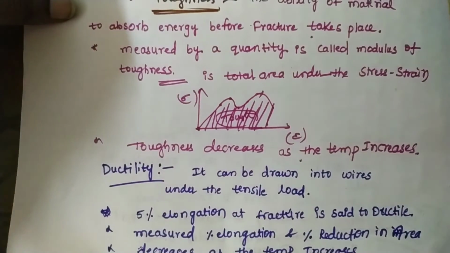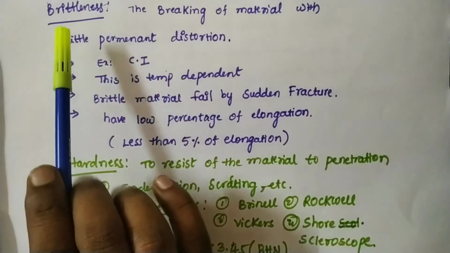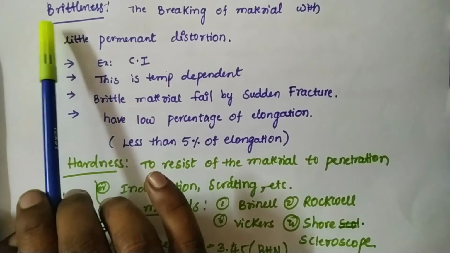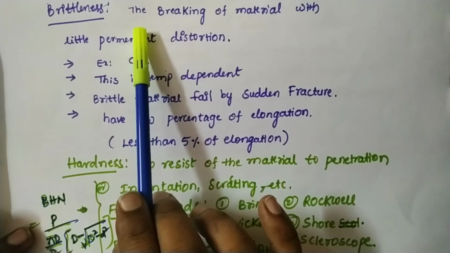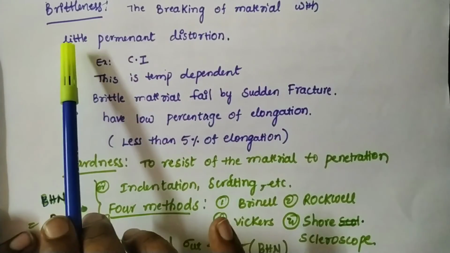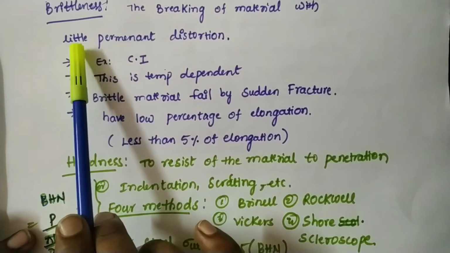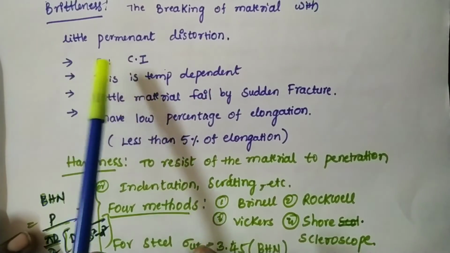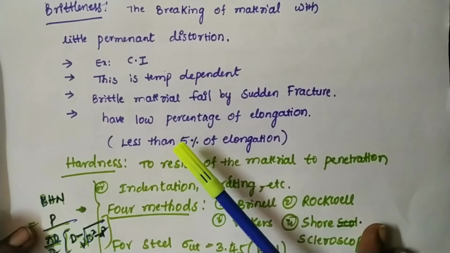The next property is brittleness. So what is the definition of brittleness? It is the property of a material by which it breaks with little permanent distortion. That property is known as brittleness. An example of brittleness is cast iron. So this is the definition.